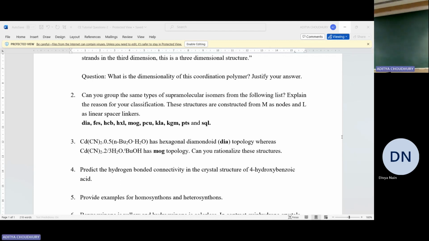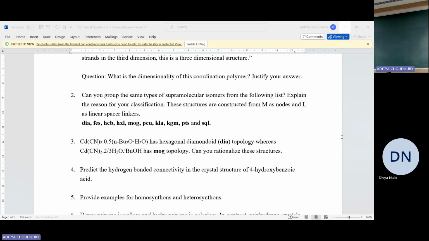All right. Now, cadmium. You mentioned cadmium cyanide, N-butyl ether as hexagonal diamond dot. I think I tried to discuss in the class. And also when we discuss MOG structure, I had given this formula.